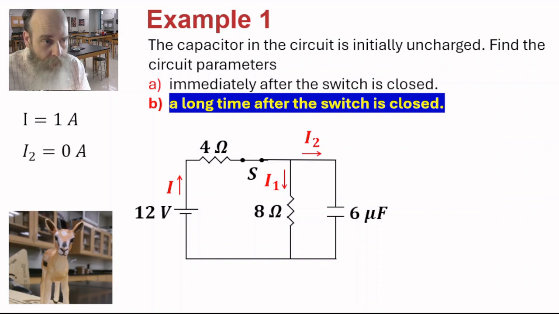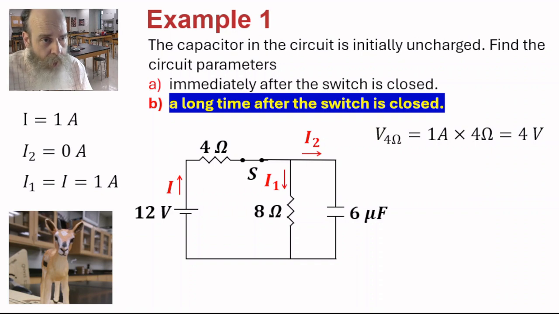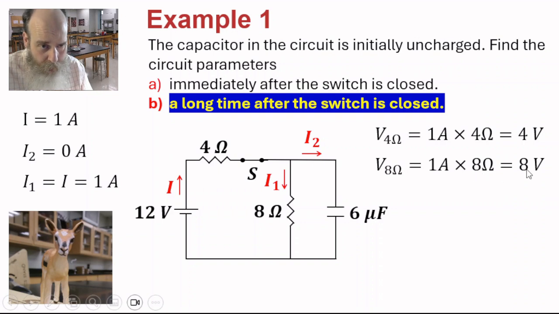I2 equals 0, as we saw before. I1 equals I, so it equals 1 amp. Now the voltage across the 4 ohm resistor. Let's apply Ohm's law. Current of 1 amp times resistance of 4 ohms, we get 4 volts. The voltage across the 8 ohm resistor. Current of 1 amp times resistance of 8 ohms, we get 8 volts. Note that 8 plus 4 equals 12, the battery voltage as it should.